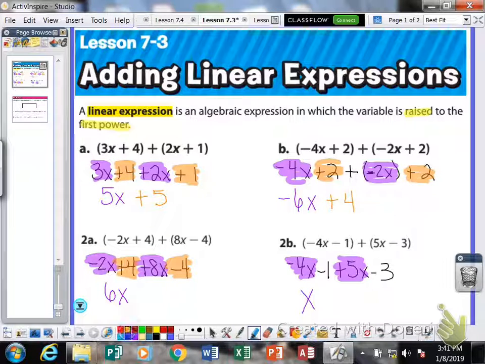In the next one, I have negative 1 minus 3, or negative 3. Negative 1 minus 3 is negative 4. I really would like that in orange here. So minus 4. And that's how you add linear expressions.